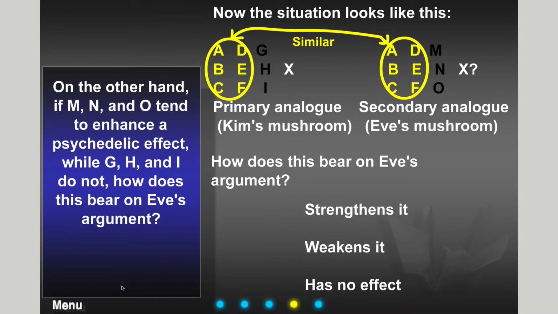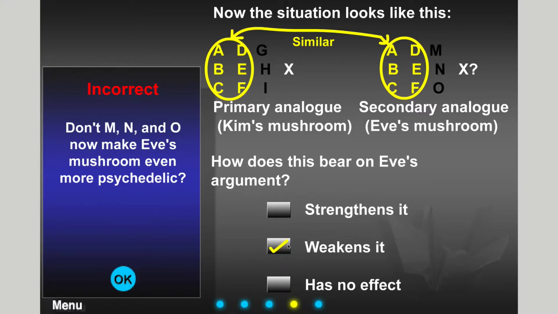Okay? So on the other hand, M and O tend to enhance the psychedelic effect while G, H, and I do not. How does it bear on Eve's argument? I think this is repeating it. Again, it weakens it. Sorry, did I do something there? Let's go back. Okay, M and O now make Eve's... Got it. So I must have misread something.